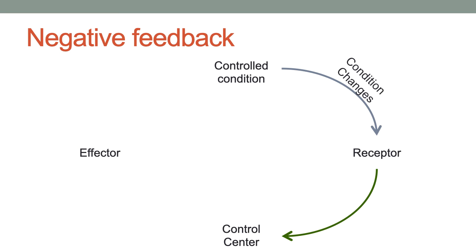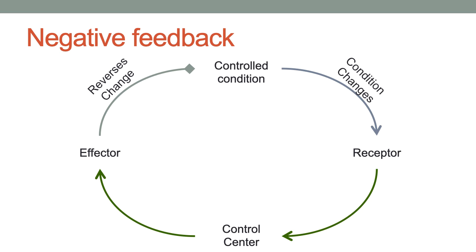The receptor is going to send that information to a control center. The control center is then going to send information to the effector. It's going to pick the effector it needs to mediate change. And the effector will then reverse the change, bringing us back to our controlled condition. So that is negative feedback. We've had a change occur, and the way we fixed that change was by reversing it. So it's a negative feedback loop.